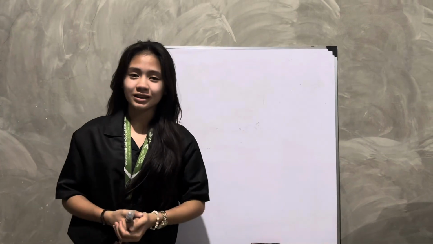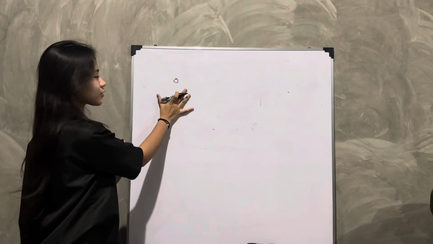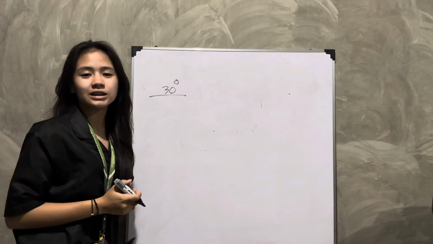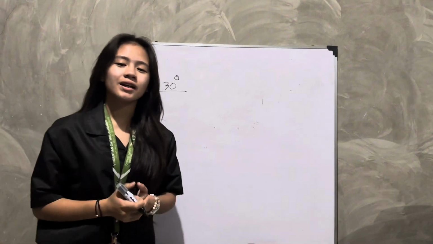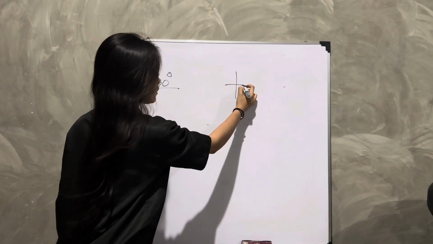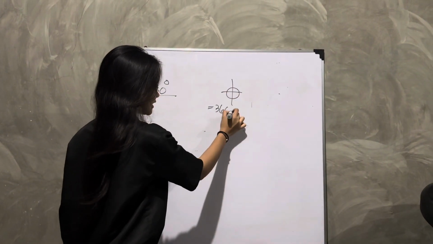The second one is degree. Degree is usually denoted by this symbol. This is called the degree symbol, and with this it would be read as 30 degrees. A degree is a measurement of a plane angle in which a full revolution is equal to 360 degrees.